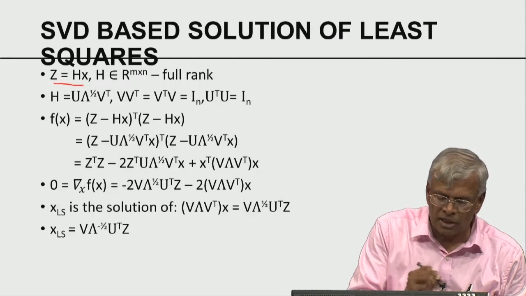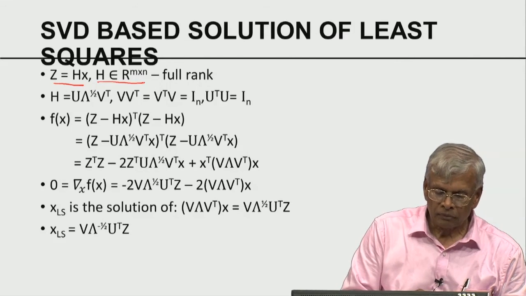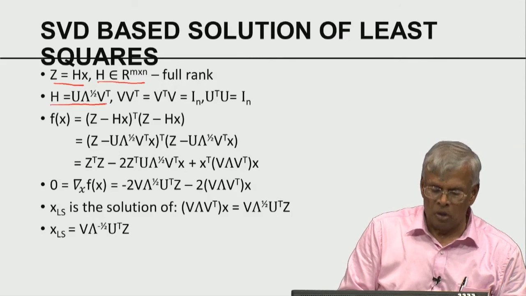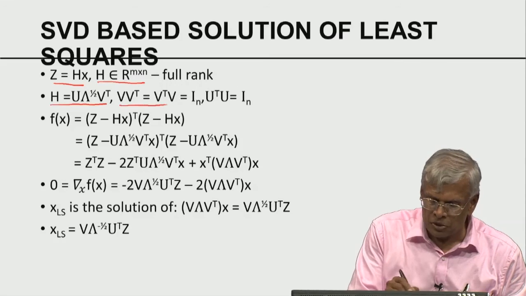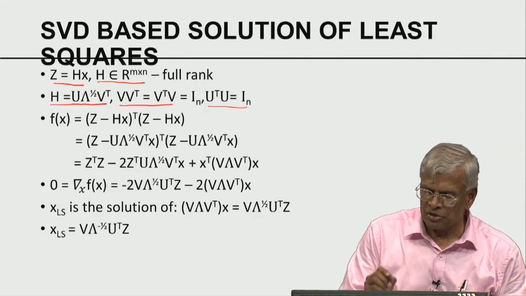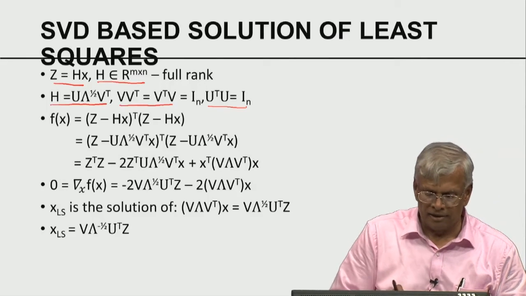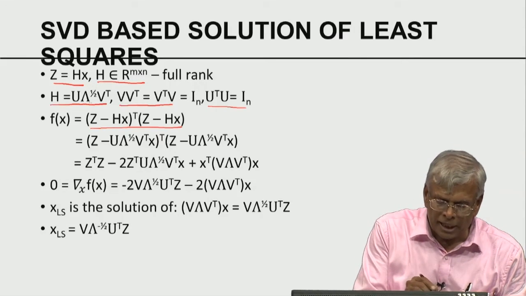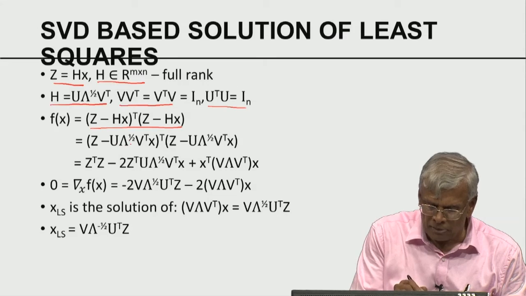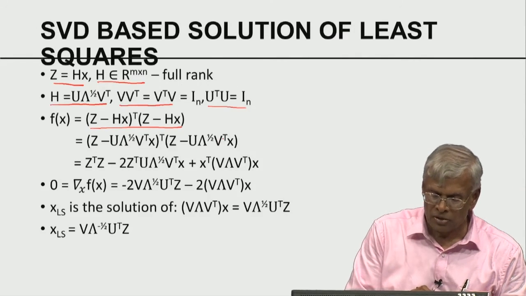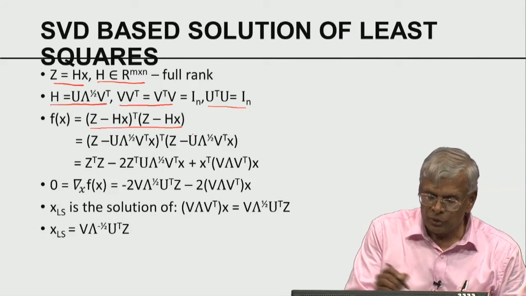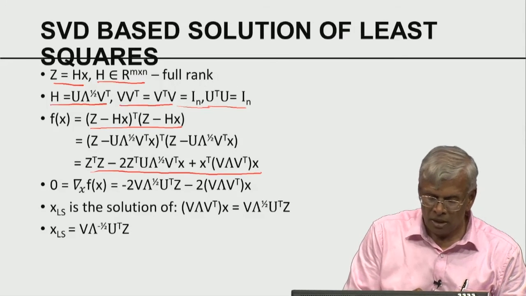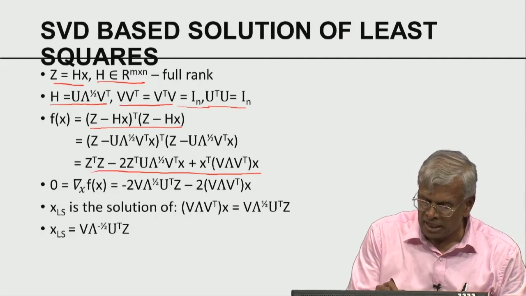So Z is equal to H of X, I want to solve. H is full rank. I can express H as SVD, U lambda to the power half V transpose. Here, V transpose V is In, U transpose U is In, the orthogonality of U and V are already established. So F of X is equal to (Z minus H of X) transpose (Z minus H of X), but I can express H as U lambda to the power half V transpose. I multiply both sides, I utilize all these properties, it can be shown F of X is essentially this term. This is the constant term, this is the linear term, that is the quadratic term.